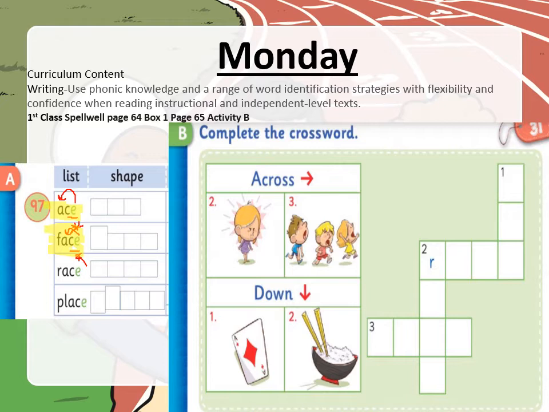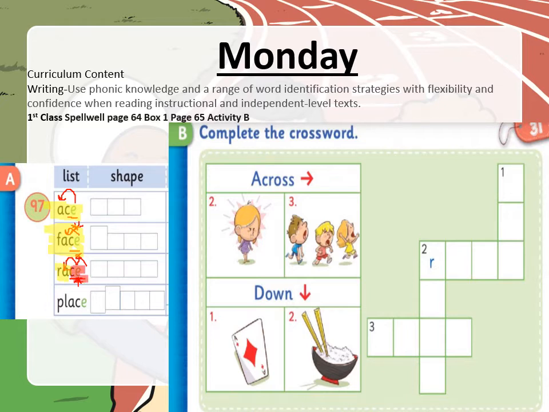Next word, we've got our magic E again, turning our A into the A sound, and the CE is making this a race. I will race you. I race every day. That type of race is a doing word. But I am in a race is a thing, so it can be a noun and a verb. So color it half yellow and half red, please.